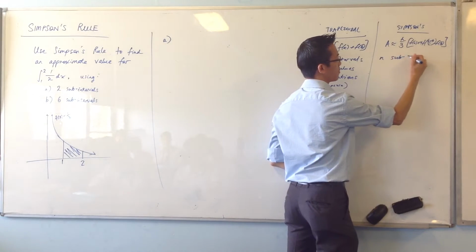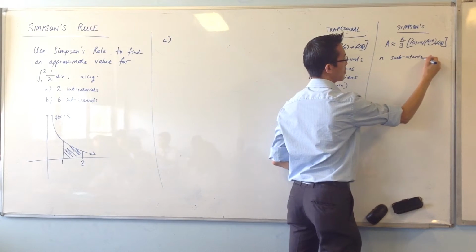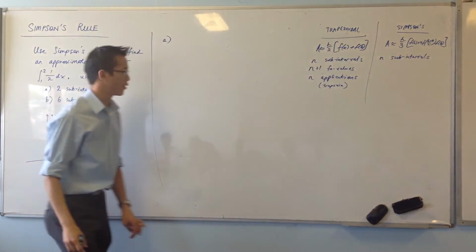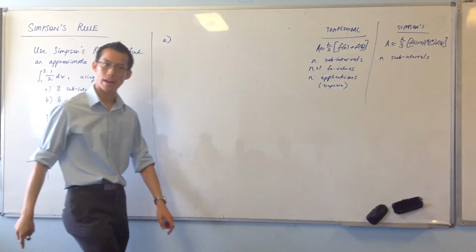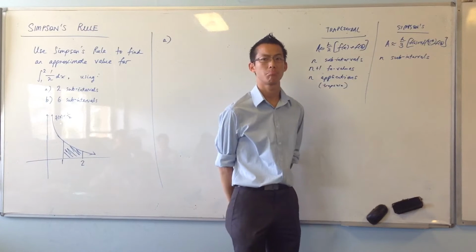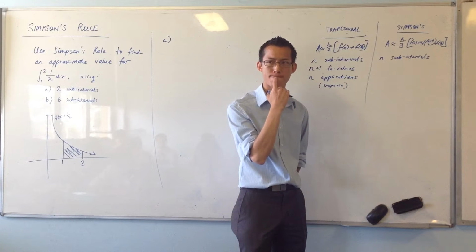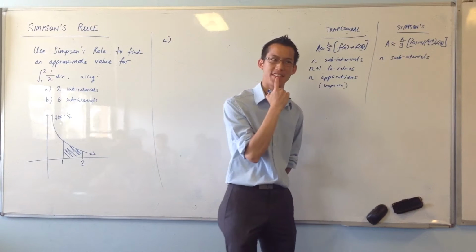Okay, now let's compare that to Simpson's rule with parabolas. If I have n subintervals, okay, so that's what I've got here. 2 subintervals. How many function values will I have? Think carefully.